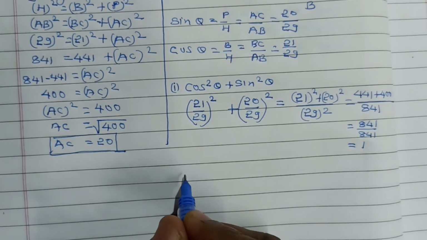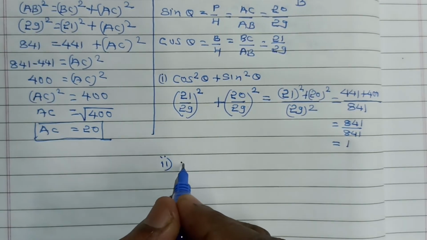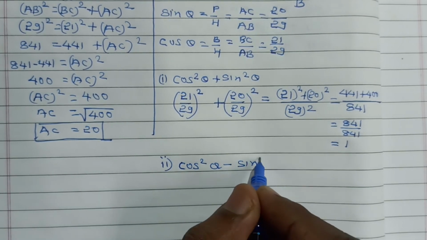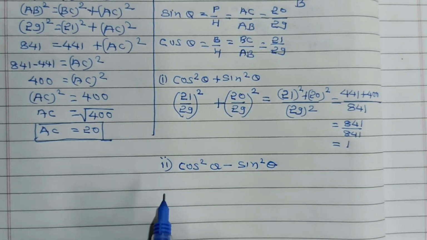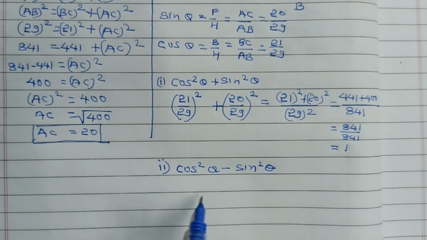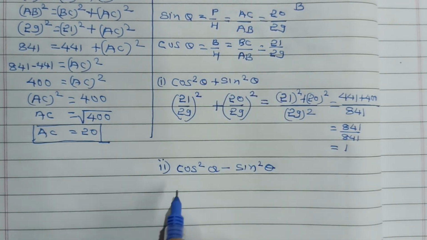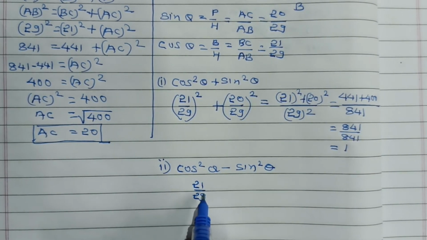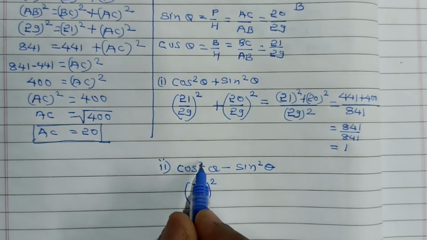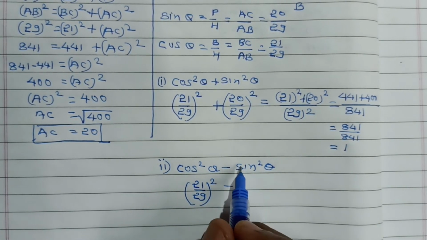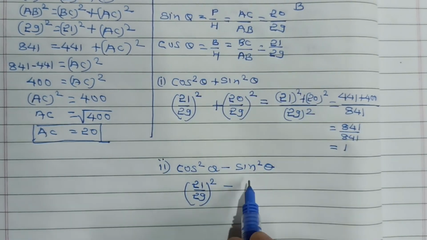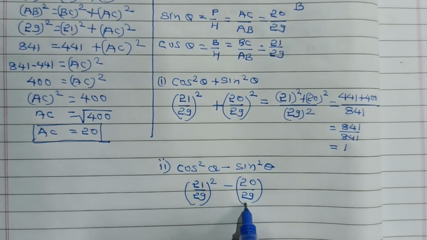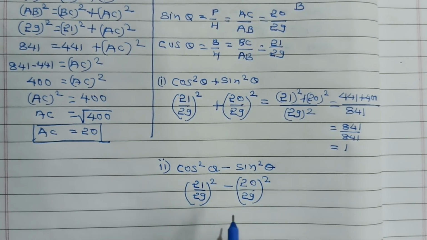Second case is cos square theta minus sin square theta. So what is the value of cos theta? We got 21 upon 29. And this you have to write in whole square. Why? This is square given here. Then minus, what is the sin theta? We got here 20 upon 29. Whole square. So this is square. That's why you have to write whole square.